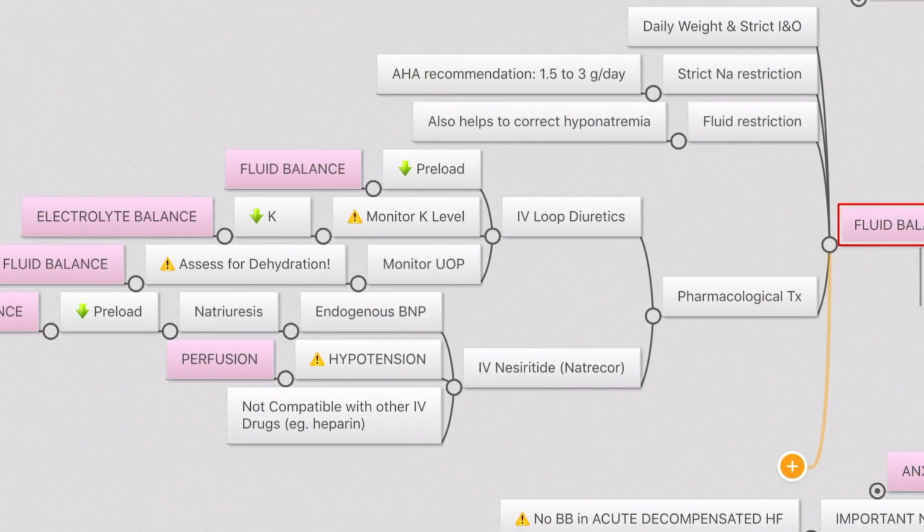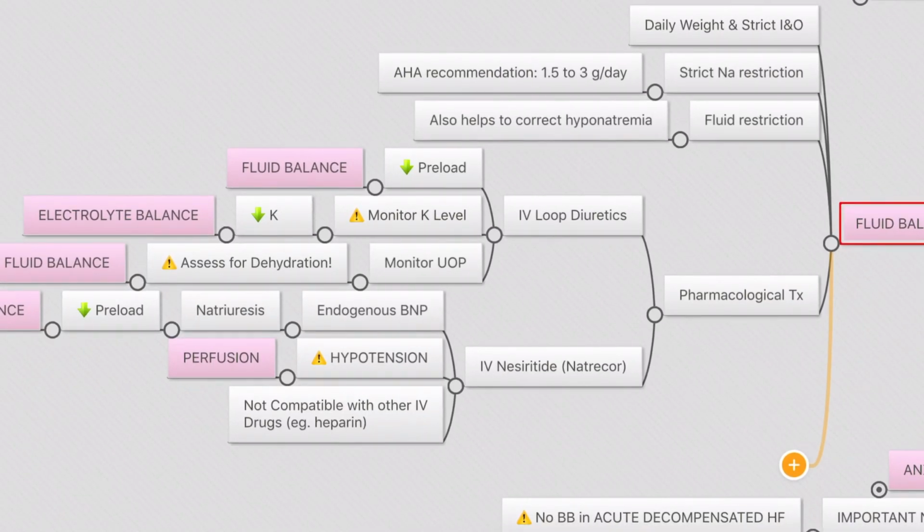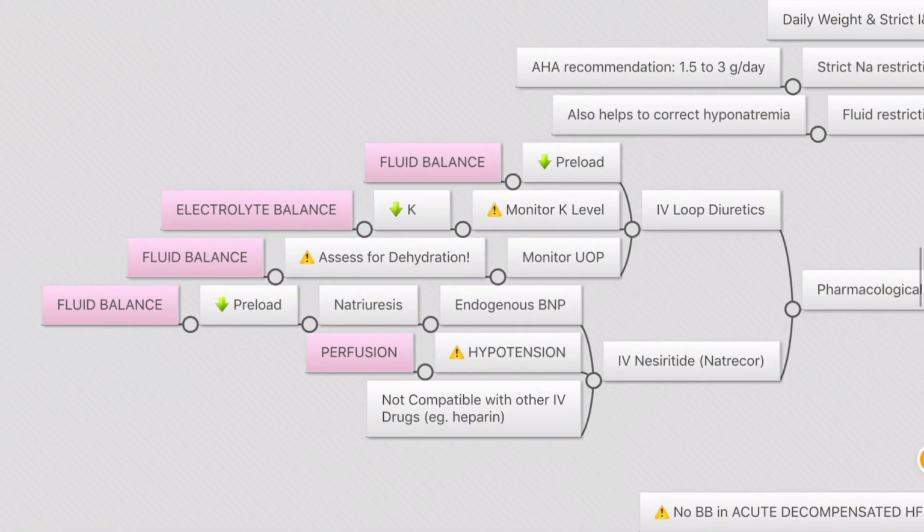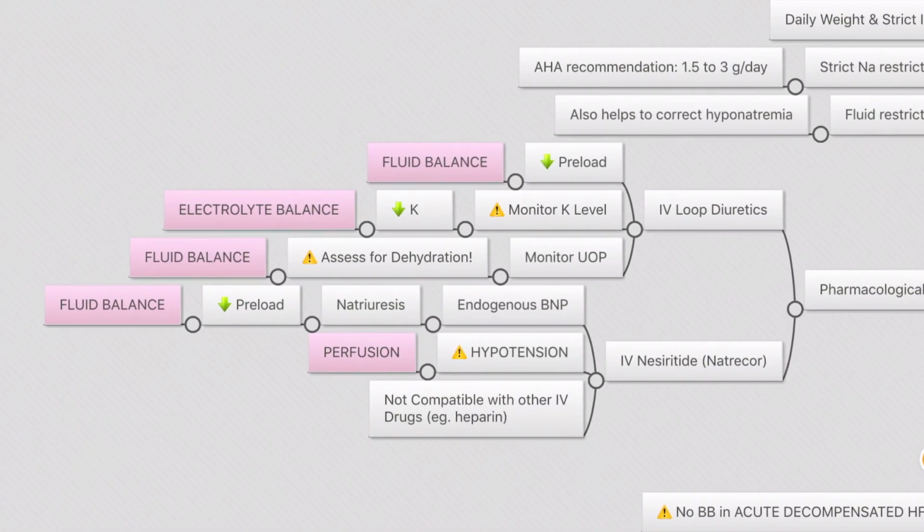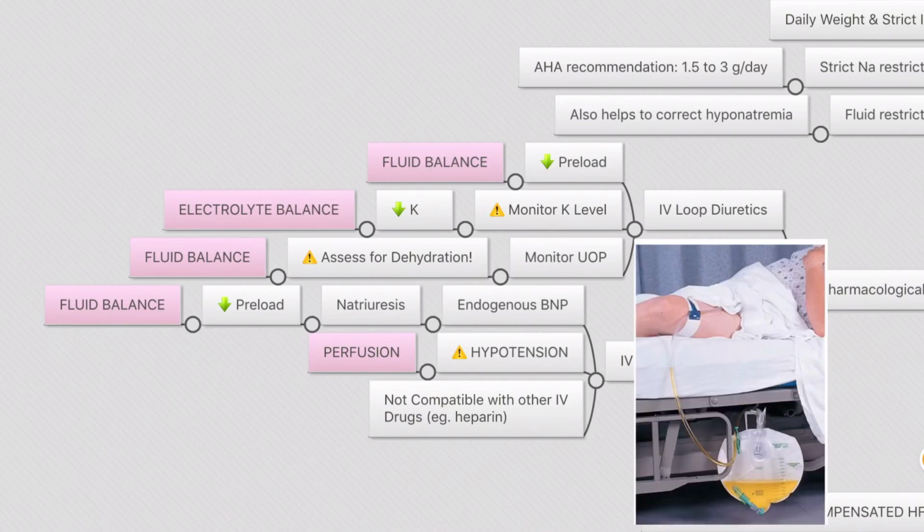Now, pharmacological wise, you can give IV loop diuretics because they are more potent diuretics than, let's say, thiazide diuretics. Loop diuretics are going to help decrease preload, and that's going to help with fluid balance. But you want to make sure you monitor the potassium level because it's going to drop the potassium and lead to hypokalemia. So think about the electrolytes. And obviously, if you give medication to excrete volume or fluids, then you're going to need to monitor urine output, so assess for any dehydration.